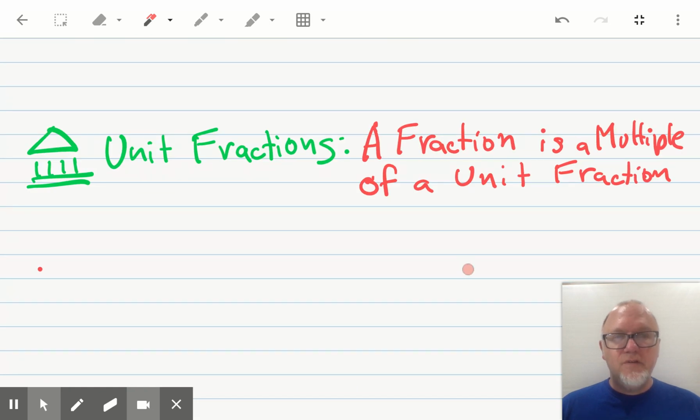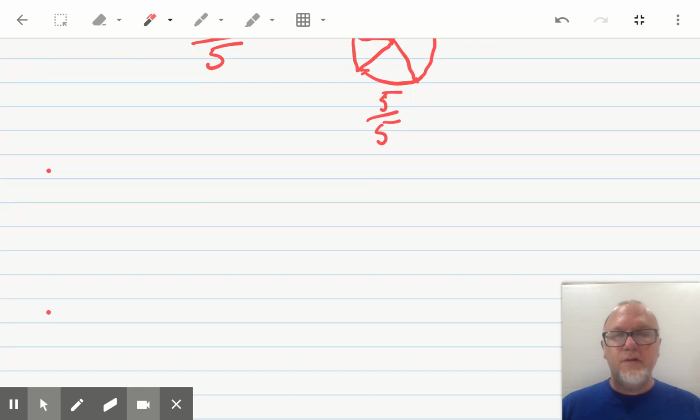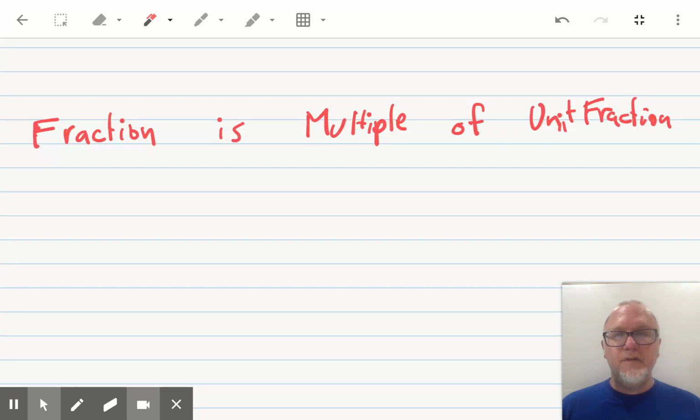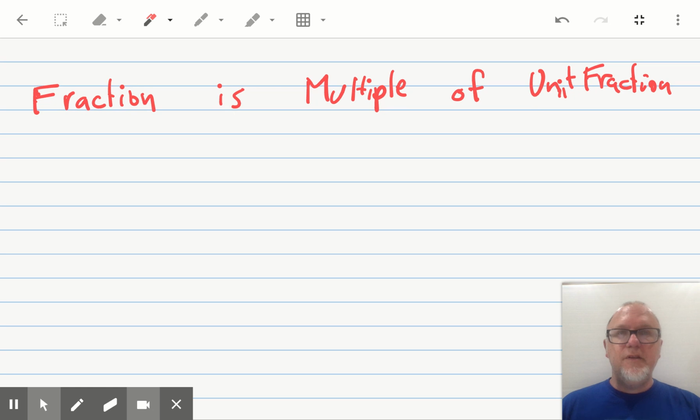Okay, now let's explain. A fraction is a multiple of a unit fraction. That's more complicated, so let's take some time with it. A fraction is a multiple of a unit fraction. Well, it's a little bit easier if we remind ourselves what everything means, and then we're going to even simplify it. So is means equal. So the fraction is equal to a multiple of a unit fraction. Well, you already know what unit means. Unit means what? 1.